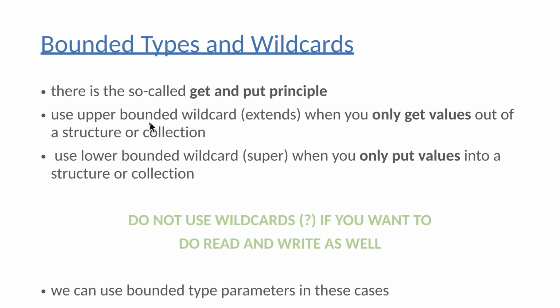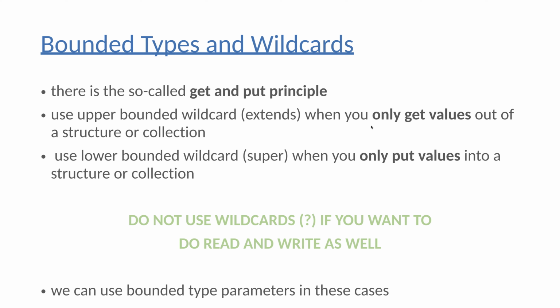And there is the so-called get and put principle, which helps us to decide what to do. Use upper bounded wildcard, so the extends keyword as far as the question mark, so as far as wildcards are concerned, when you only get values out of a structure or a collection. Use lower bounded wildcard, so the super keyword, when you only put values into a structure or a collection. So this is the main difference between upper bounded wildcards and lower bounded wildcards. Basically, we have been talking about these in the previous lectures.